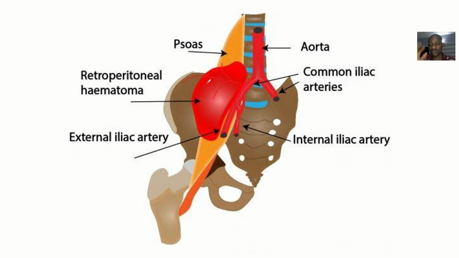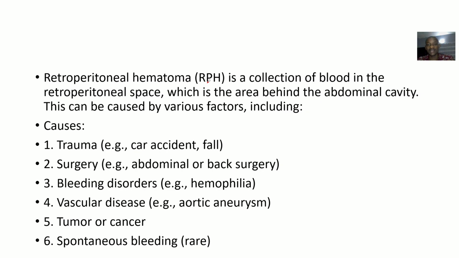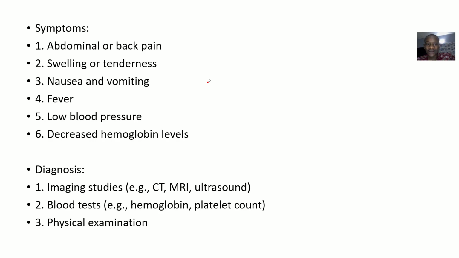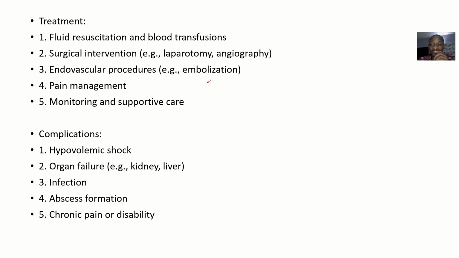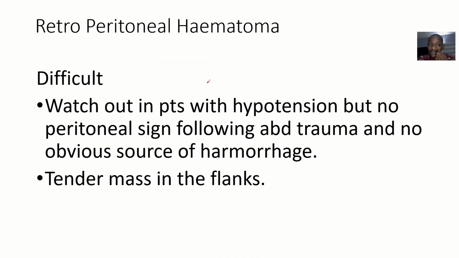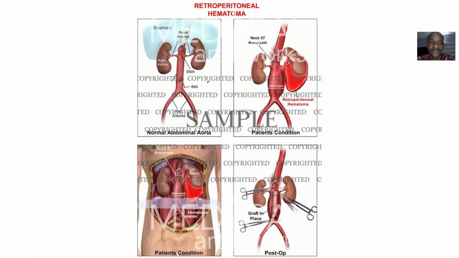A collection of blood at one part of the body, and that's behind the peritoneum, or you could say behind the abdominal cavity. So let's look at it. We'll be looking at this condition, at the definition, the causes, the symptoms, the diagnosis, the treatment, and the complications. Then we'll have a summary on all the facts.